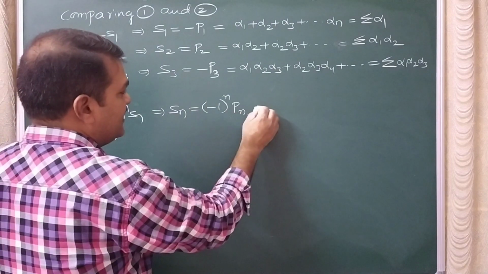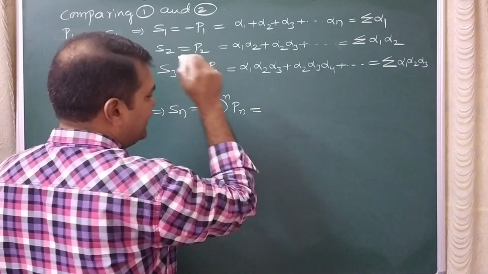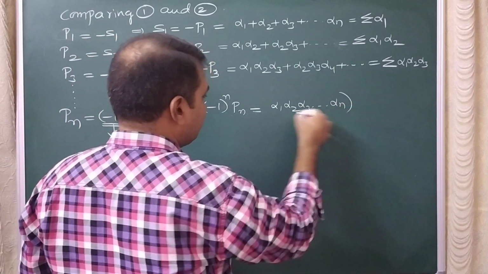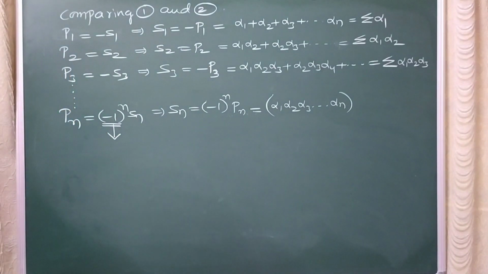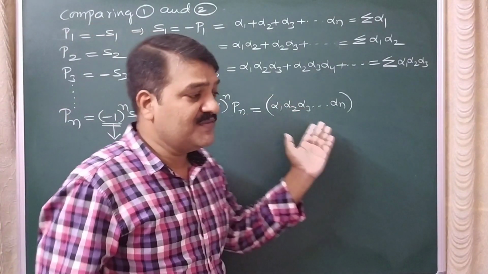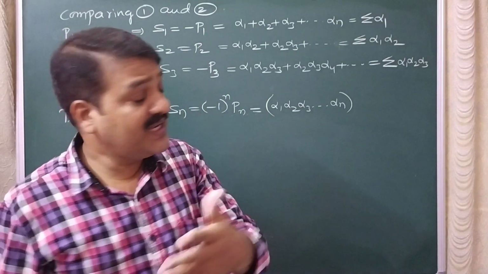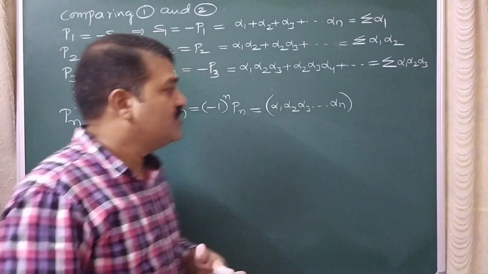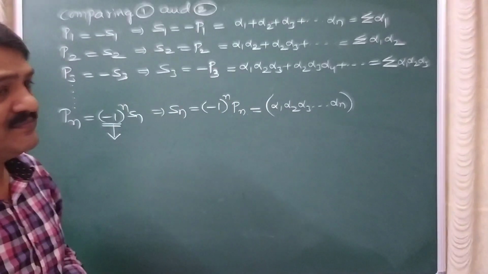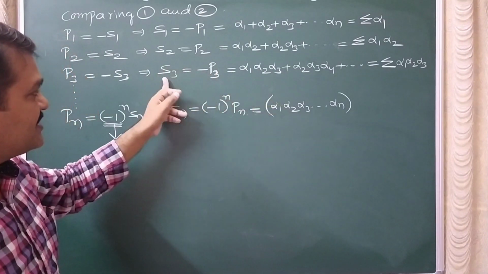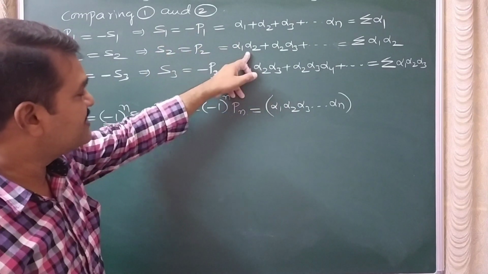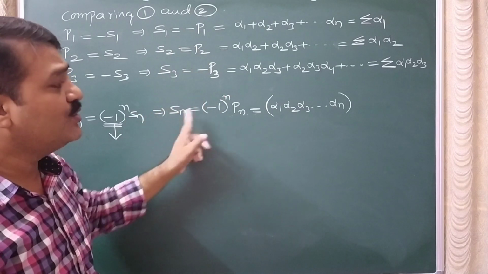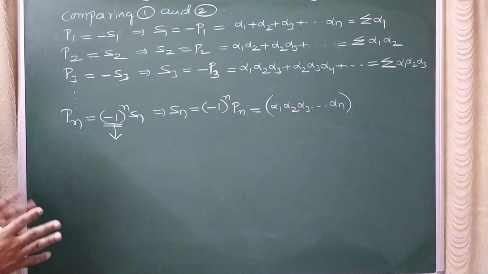Proceeding like that, Sn represents alpha 1, alpha 2, alpha 3, so on up to alpha n, means product of the roots, because Sn means sum of the products taken n at a time. Taken n at a time means all roots you are taking. That means product of the roots. So product of the roots is Sn. So this is the Sn representation, this is the S3 representation, S2 representation, S1 representation, and this is the link between the roots and coefficients. So this is the basic link.